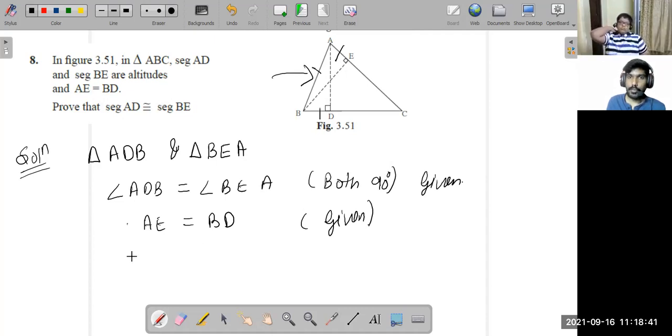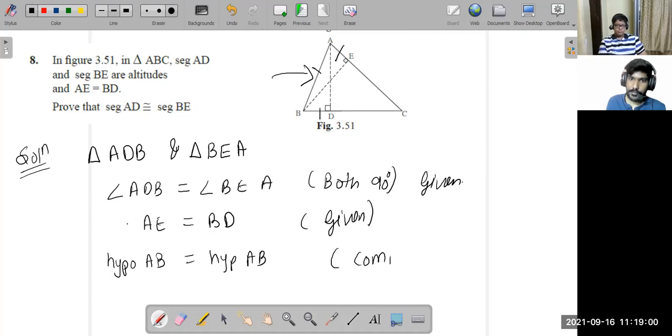Also, if you see, both are right angle triangles, and for both the right angle triangles, AB is the hypotenuse. So you can say that hypotenuse AB will be equal to hypotenuse AB. You can give your common side. So we have first said both are right angles. One side of both the right angles are equal, and the hypotenuse of both the right angle triangles are equal.